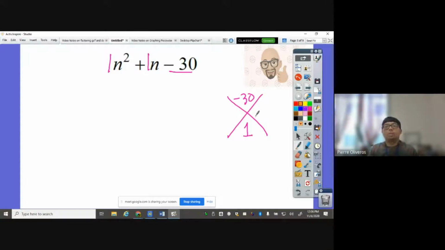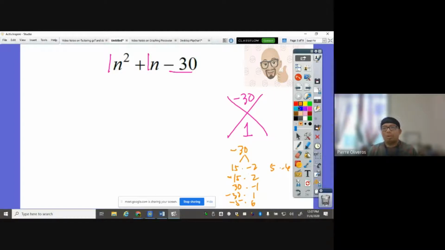What two numbers when you multiply them give negative 30? So what goes with 30? Negative 30 can be 15 and negative 2, negative 15 and positive 2. This is negative 30 and negative 1, negative 30 and positive 1. 5 and 6, one is negative: 5 and negative 6.